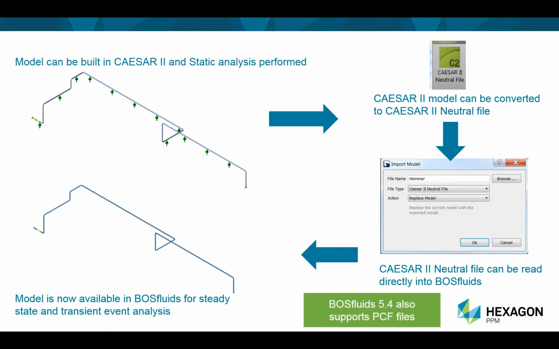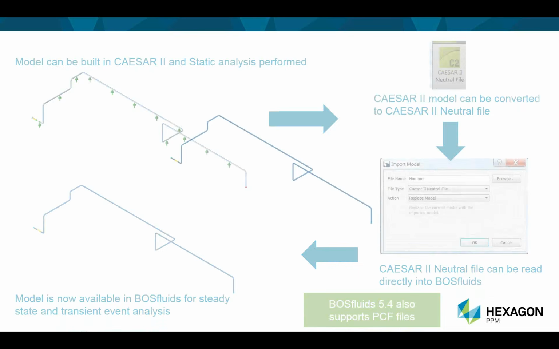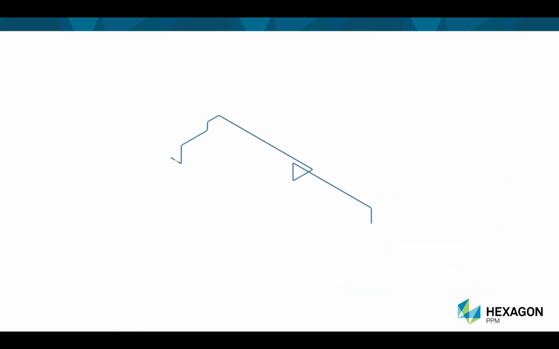Also, BOSfluids version 5.4, the newest version, also supports PCF files. So depending on what information and what files you have available, you can also use PCF files in your workflow. So we can generate a BOSfluids file quickly and easily directly from CAESAR II simply using the neutral file.